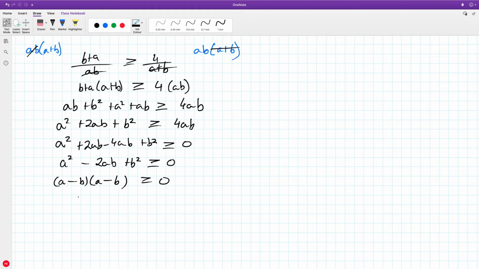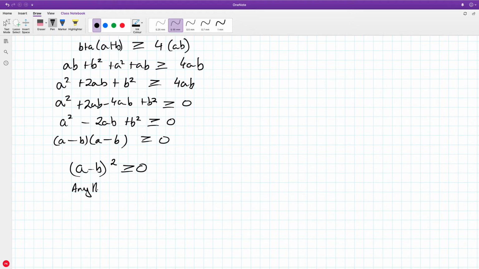Think about what we were doing with completing the square. Week 1 and week 2. They're the same. How do I know (A minus B) squared is greater than 0? Anything squared is positive. Exactly. Brilliant. Anything squared is positive. So greater than 0.